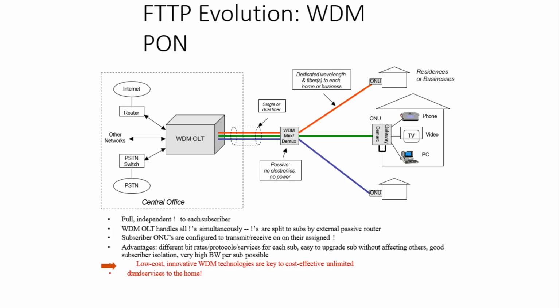Now next is FTTP evolution, WDM PON. It is similar to the previous one. The only difference is that here we are using a WDM OLT system in the central offices. WDM MUX and DMUX as passive. Fully independent to each subscriber. WDM OLTs handle all simultaneously, split to subsystems by external passive routers.